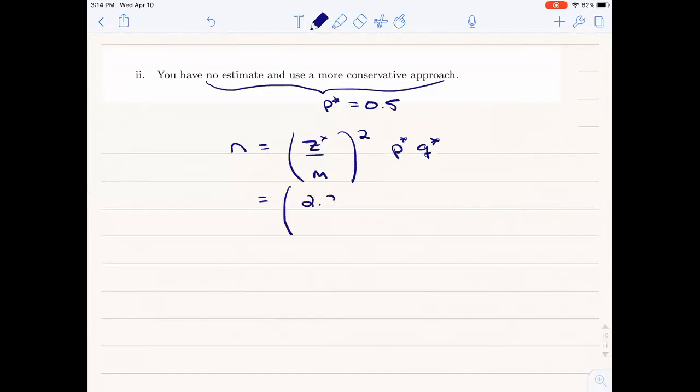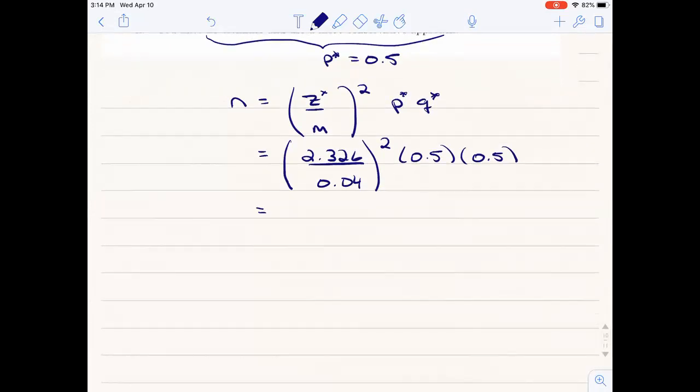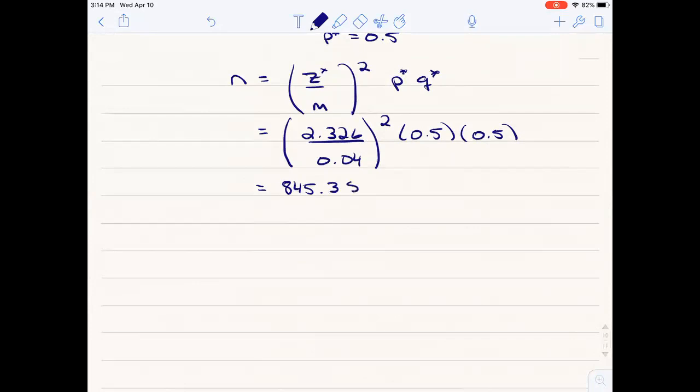So we've got 2.326 divided by 0.04 again, squared. The only thing that's changing is your P star is 0.5, and then 1 minus 0.5 is still 0.5. 2.326 divided by 0.04, square that, times 0.5 times 0.5. So we get 845.355625. So we would need N equal to 846 judges.